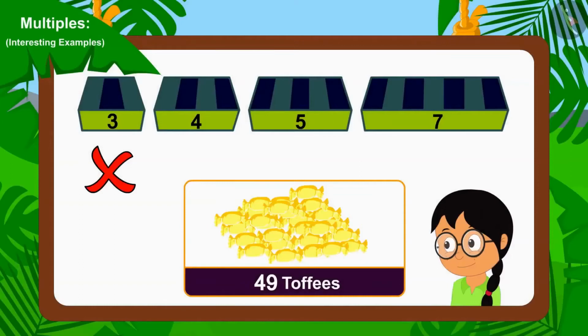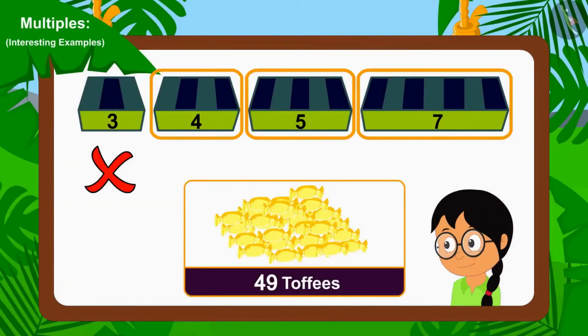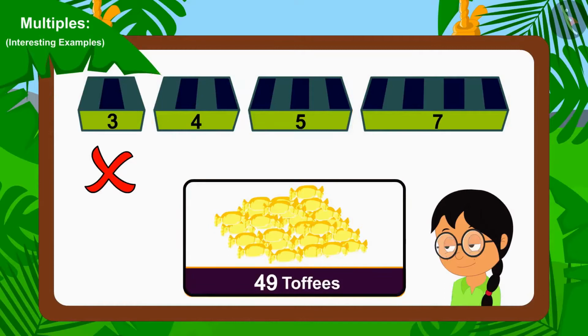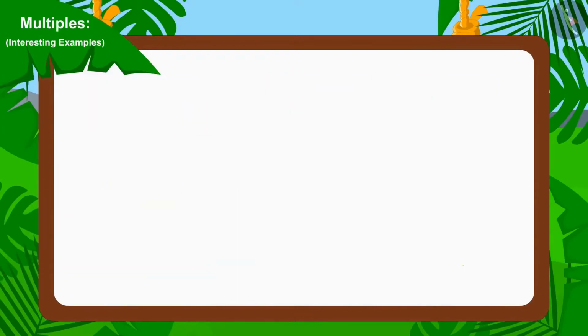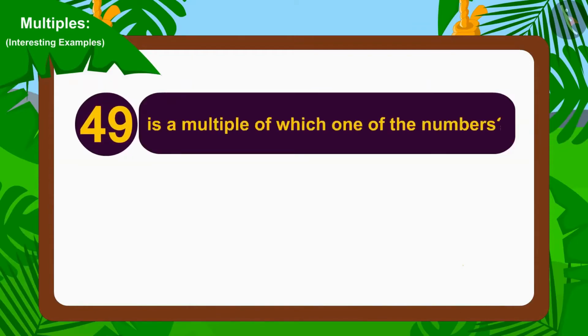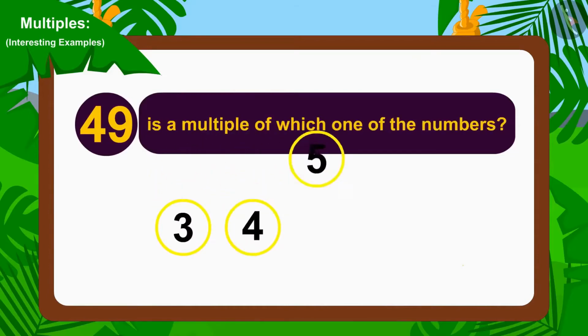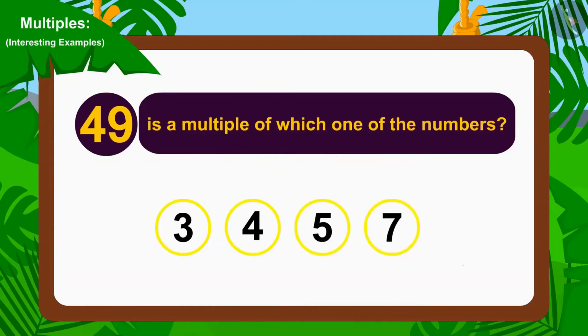This means which group will Meenu have to use to distribute the 49 toffees equally? To find this out, we just have to find that 49 is a multiple of which one of the numbers? 3, 4, 5 or 7? Now can you tell? 49 is a multiple of which of these numbers? If you want, you can stop the video and find the answer.